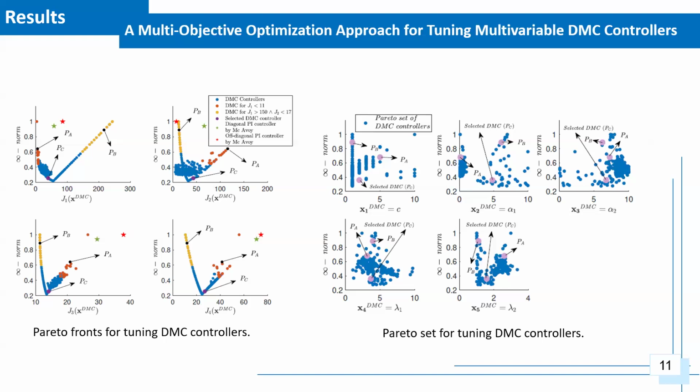The Pareto set presents the tuning parameters of the multivariable DMC controllers obtained through the multi-objective optimization process. It is linked to the Pareto front such that selecting a controller on the front automatically highlights the corresponding tuning parameter in the set.